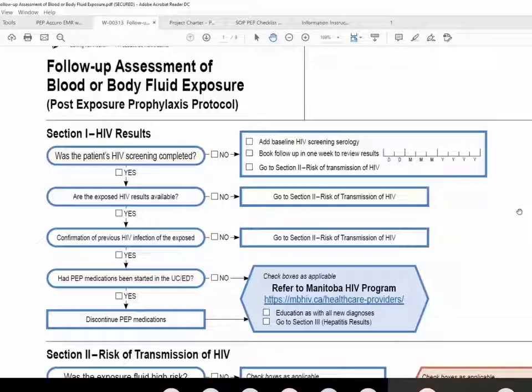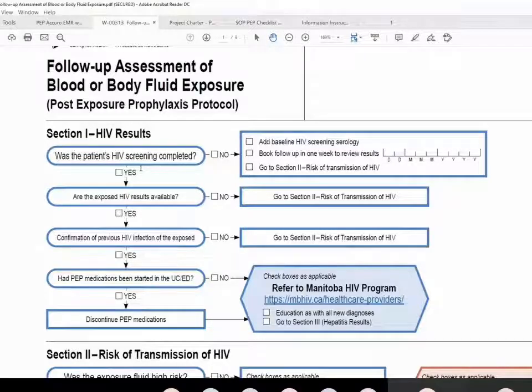You'll notice throughout the form it's a little bit color coordinated. Hopefully that makes it a little bit easier to follow, as it is a very complicated protocol. The HIV section is all done in blue. Anytime you have rounded boxes like this, these are indicating that there is a question to answer. So was the patient's HIV screening completed? These boxes, beside the yes and no, are all markable.